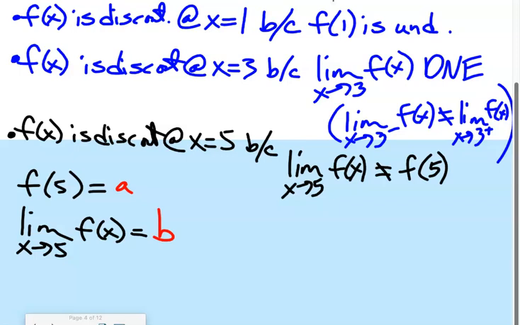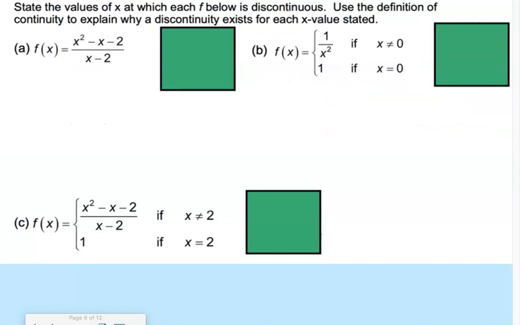Yes, we are ready. Okay, I have 3 problems here. Each of these 3 functions is discontinuous at one value of x. Your job in your group is to figure out what x value the function is discontinuous at and then state why the function is discontinuous there. Your why has to be because the function is undefined, the limit doesn't exist, or they don't equal each other. All right, are you ready? Set, begin. We're going to pause.